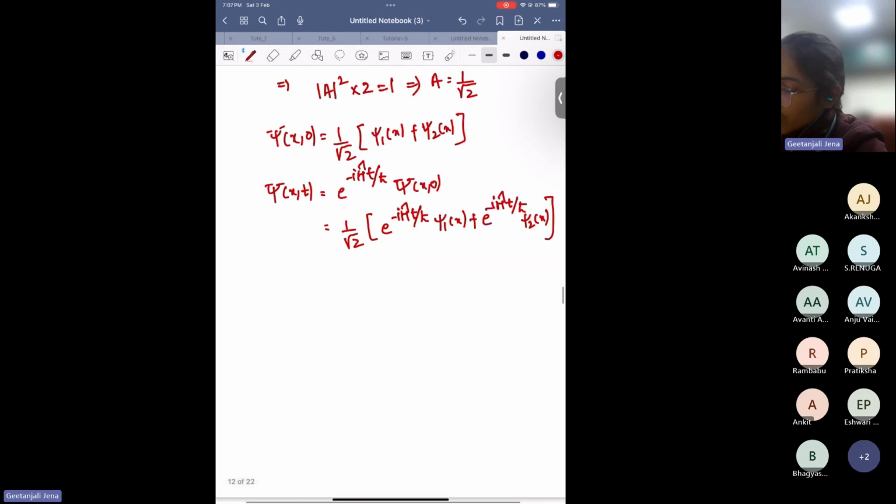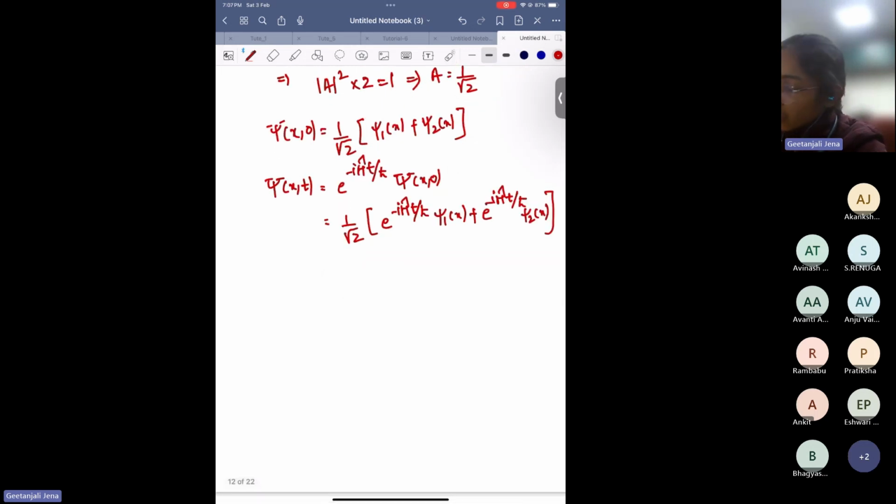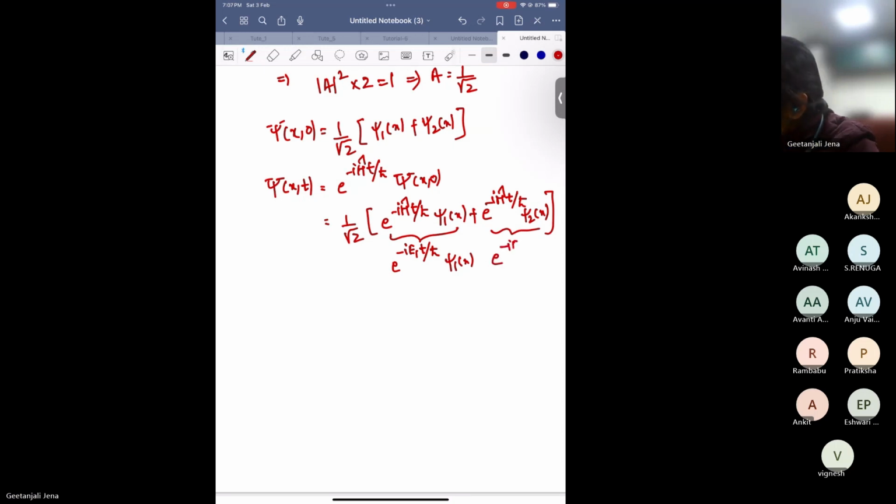I have told you that when this time evolution operator acts on this state, it will give e to the power minus E1 t by h cut psi1, and this will give e to the power minus E2 t by h cut psi2. Okay.